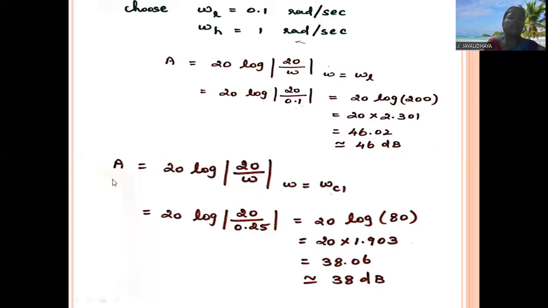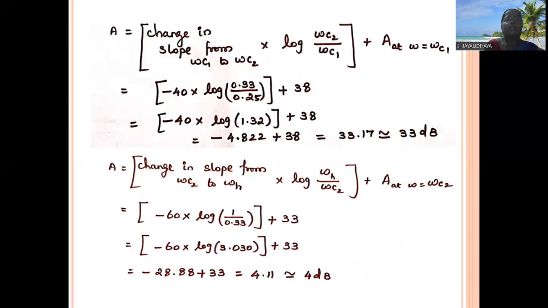Then similarly, the next one: A is equal to 20 log of the modulus value of the first term, 20 divided by omega. Here you have to substitute omega equal to omega C1. What is the omega C1 value? 0.25. So after calculating, we get the amplitude or magnitude value as approximately 38 dB.